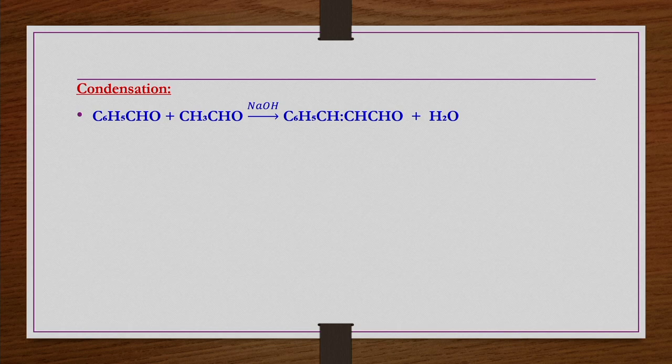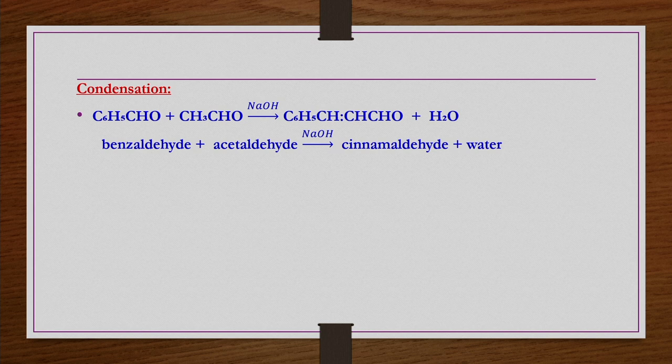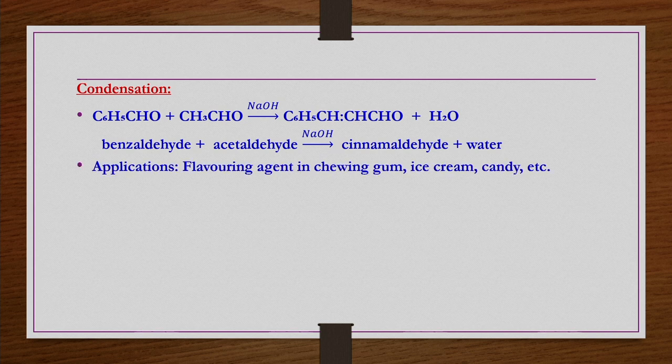Then condensation. Let us say you have benzaldehyde and acetaldehyde, and if you react them together in the presence of sodium hydroxide, then you get cinnamaldehyde and water. Application: this cinnamaldehyde is used as a flavoring agent in chewing gum, ice cream, candies, etc.